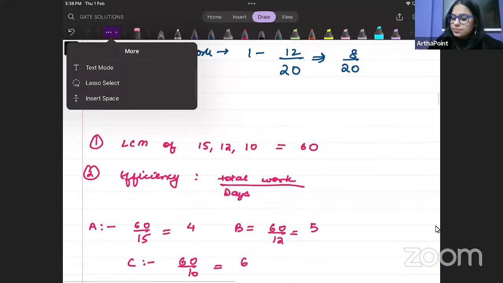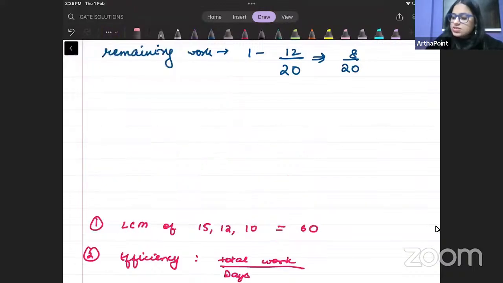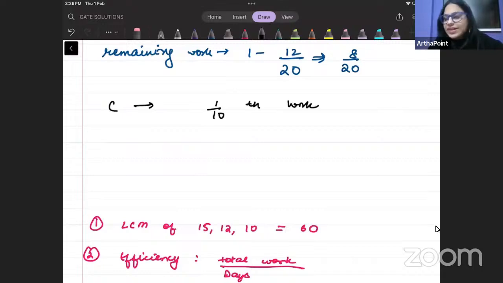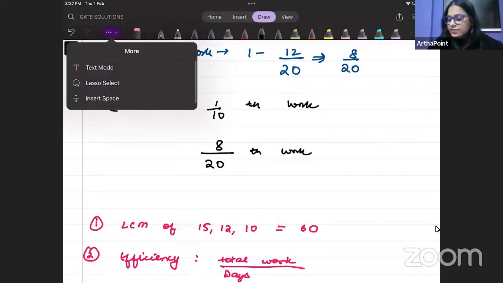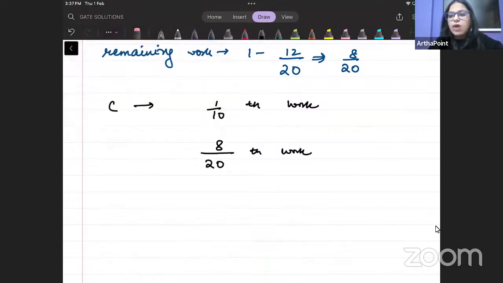So C can do 1/10 of the work in one day. So how many days will he take to do 8/20th of the work? How do you find this out? You need to find this.